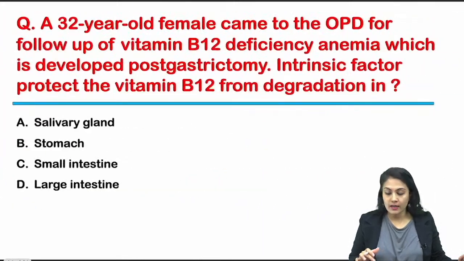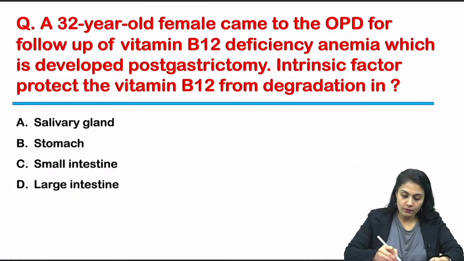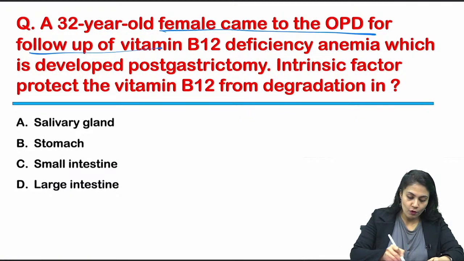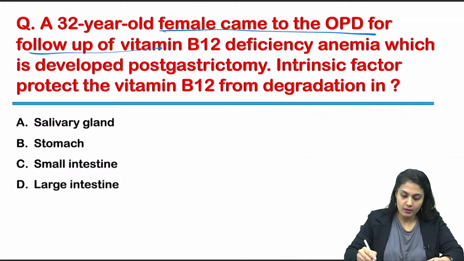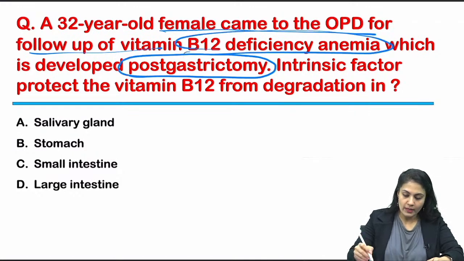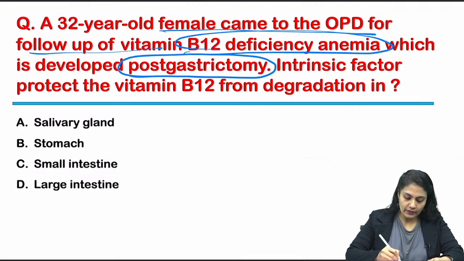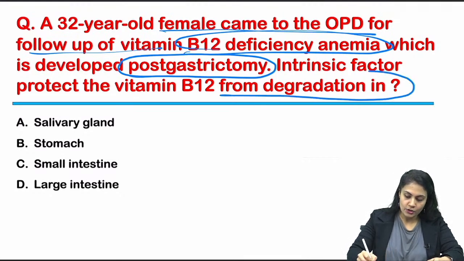Right, to make it alkaline. Good. Let's move on to the next question. A 32-year-old female came to the OPD for follow-up, vitamin B12. Which of these develops post-gastrectomy? Vitamin B12 deficiency anemia is there, right? Post-gastrectomy, and intrinsic factor protects vitamin B12 from degradation.